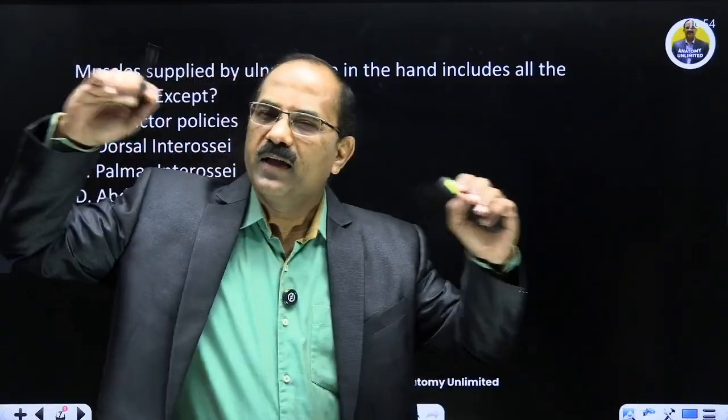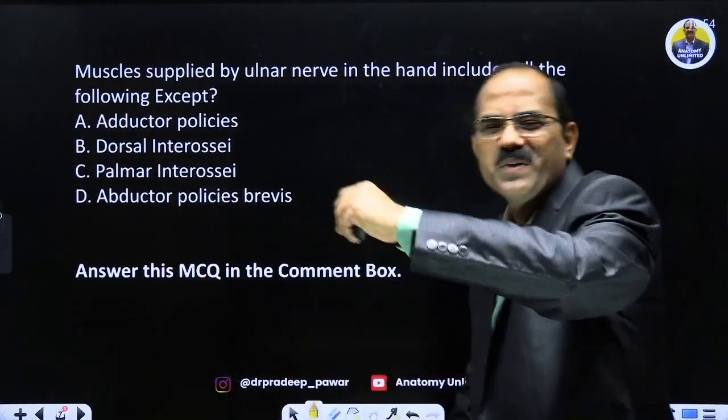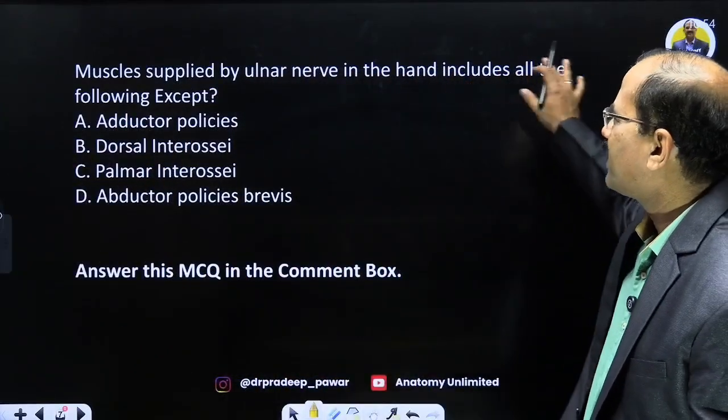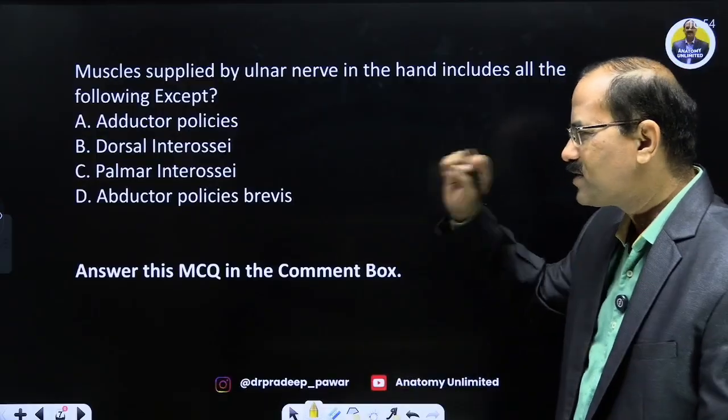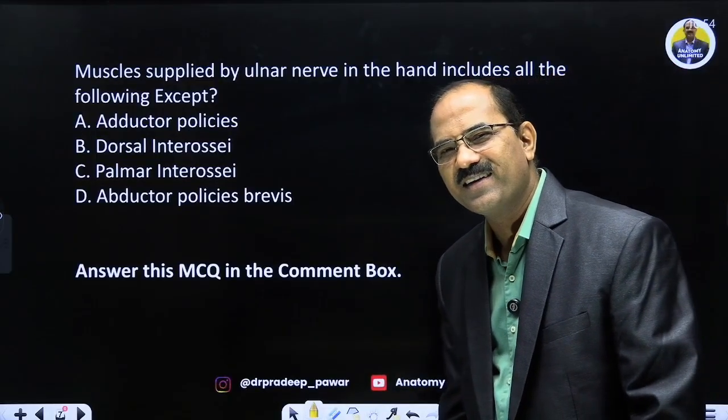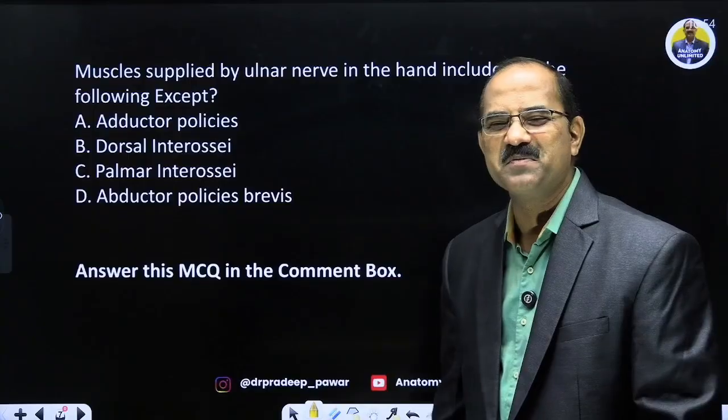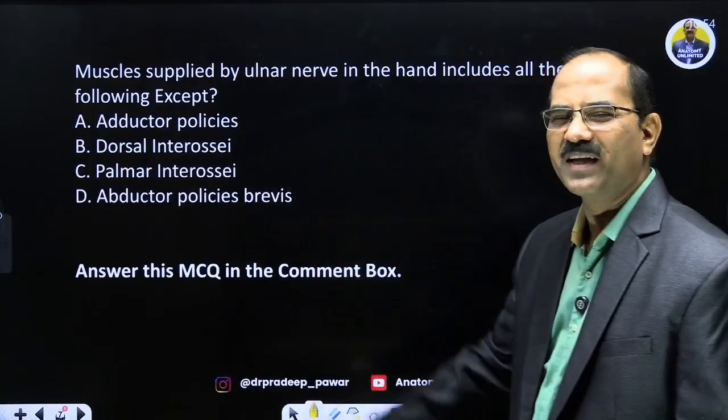So students, a special MCQ only for you. Muscle supplied by the ulnar nerve in the hand includes all except. Answer this MCQ in the comment box. The ulnar nerve supplies all the following except.